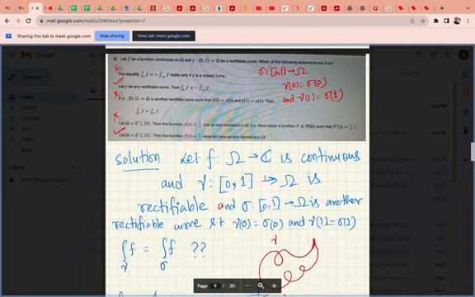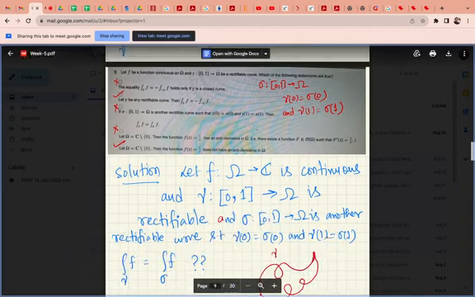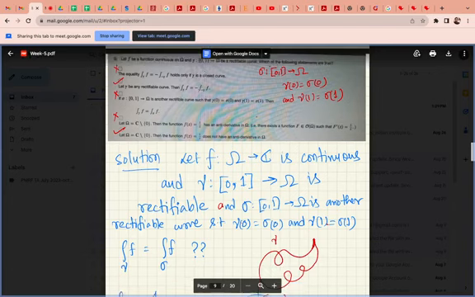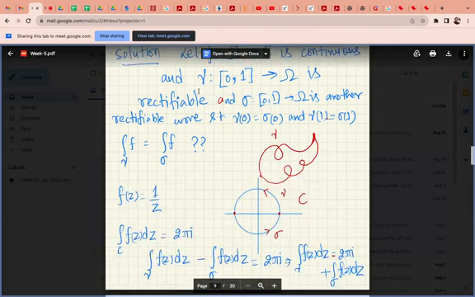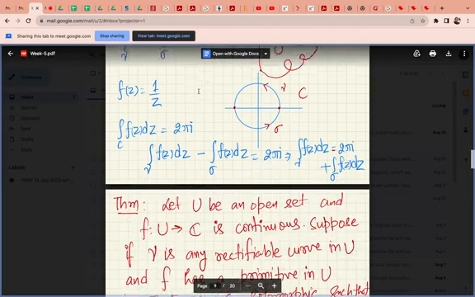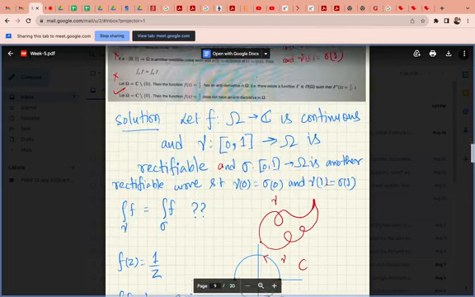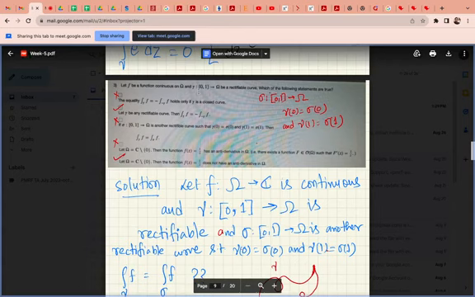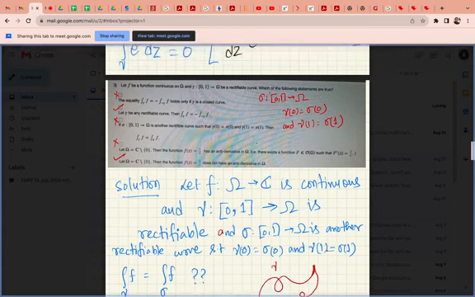Okay. Now let f be a function continuous on omega and gamma be a rectifiable curve. Which of the following are true? The integral over gamma of f is equal to minus the integral over minus gamma of f holds only if gamma is a closed curve. So this is saying only if, which is not true. Let gamma be any rectifiable curve, then this one is true.